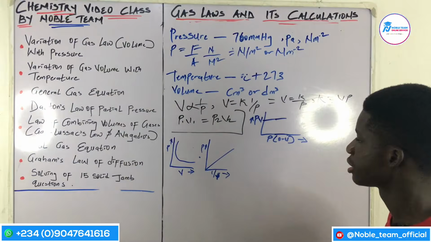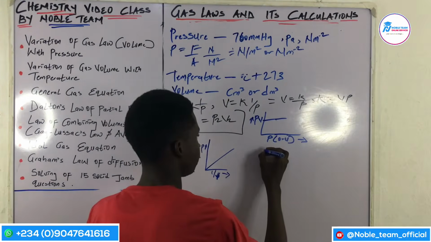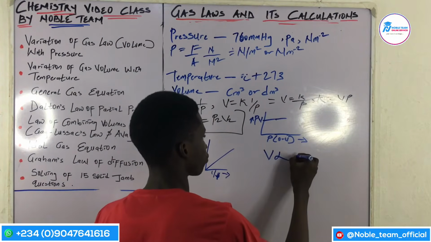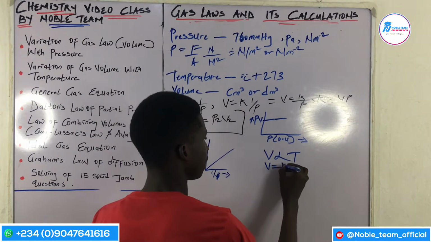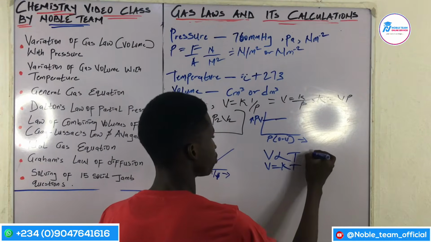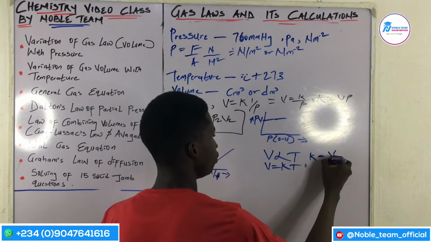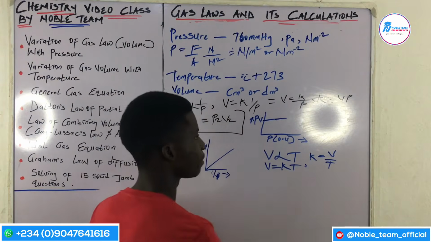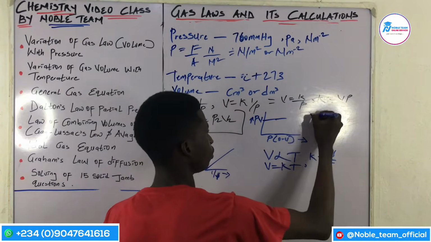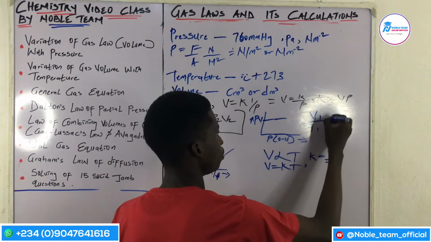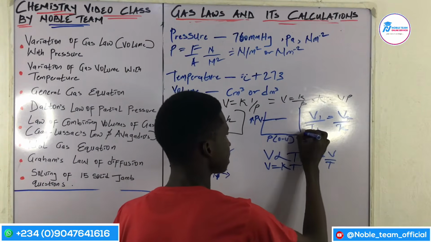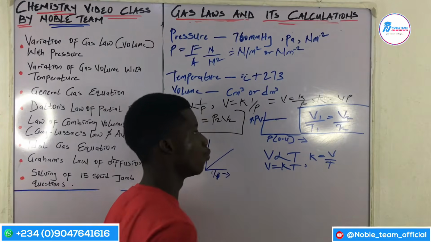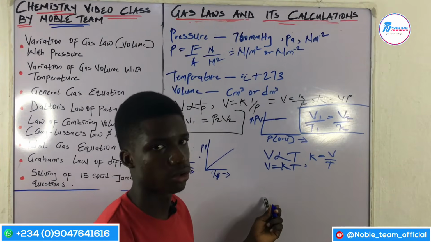So this is what the law is trying to explain, that V is directly proportional to T. Then V is equal to KT. Making K stand on its own, I have K equal to V over T. That is why we have the general equation for Charles' law to be V1 over T1 is equal to V2 over T2. So this is the correct equation, or the general equation, for Charles' law.